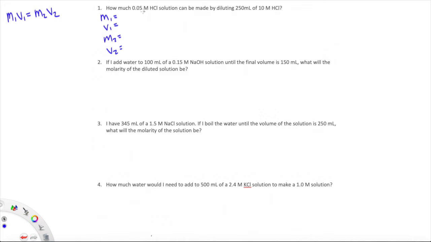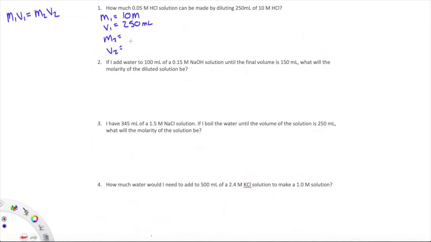So I'm going to go ahead and use those values for M1 and V1. So my initial molarity is 10 molar, and my initial volume is 250 milliliters, all right? When I'm performing a dilution calculation, I don't have to worry about converting milliliters to liters, because we're not going to be canceling out units.